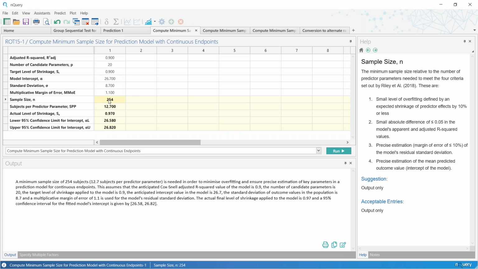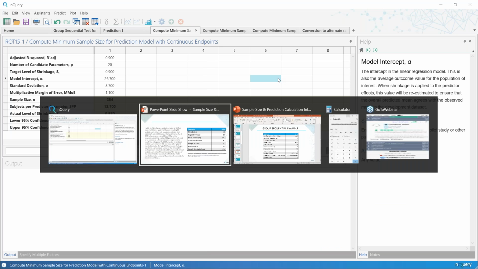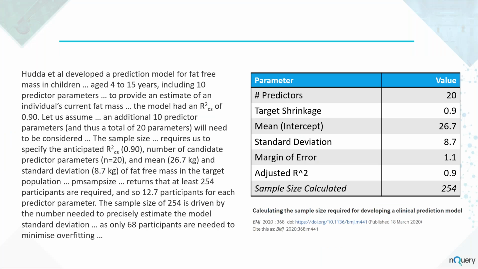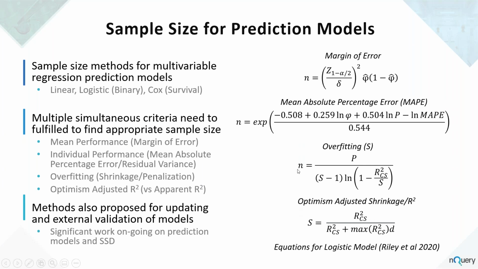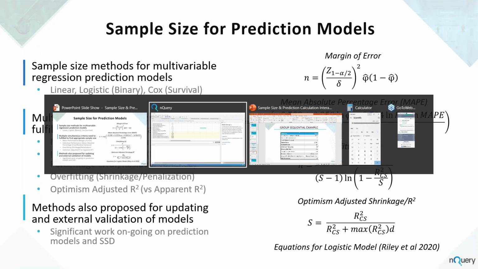So you can see here that we end up getting 254, which is what we saw from the original paper, and you can see that the 4 criteria that we used are explained here as they were in my slides. Here are the 4 criteria, and we're basically taking the maximum sample size from these 4 calculations. So if we very quickly go back a slide here, there are 4 equations. These are for logistic, but they're quite similar for linear regression. We're going to do all 4 of these sample size calculations, and the one which has the maximum sample size is the one that we end up actually using for our purposes.